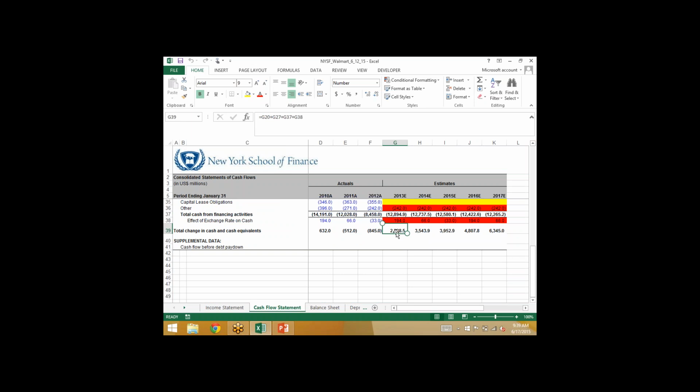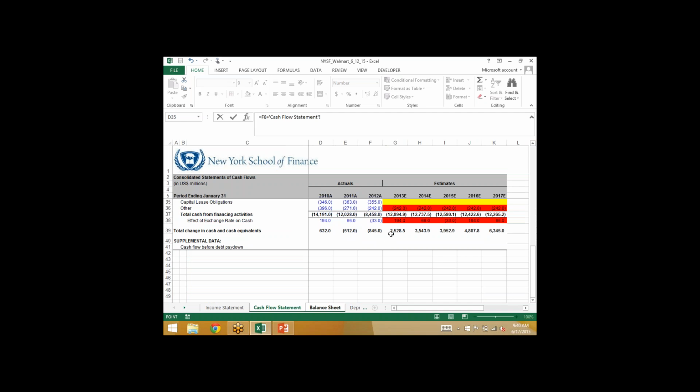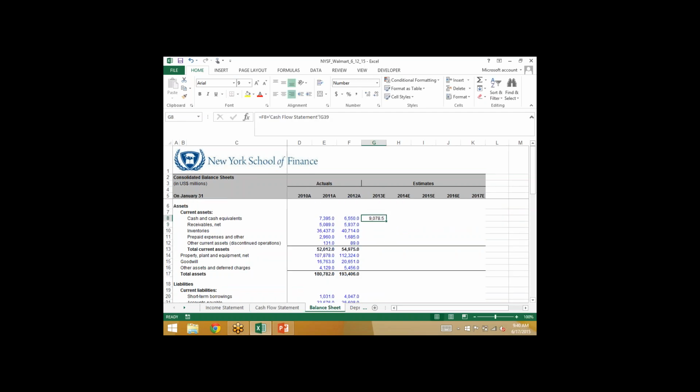If we've generated 2.5 billion in cash in 2013, that means our cash balance has increased from 6550 by $2.5 billion. So in 2013, the formula we're going to use is equals, we're going to start with the year before, and we're going to add that to the cash generated in 2013. So we're going to have year before plus cash flow statement 2528.5. Our cash has gone up from 6.5 by 2.5 to $9 billion.